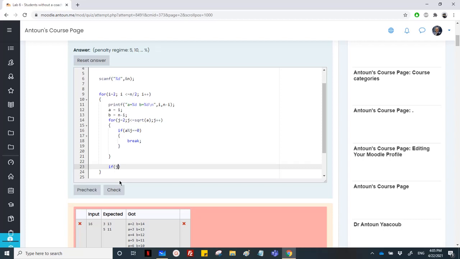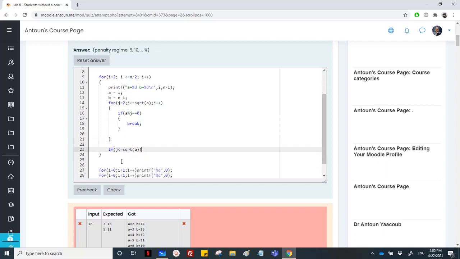So if j is less or equal to square root of A, it means that I have executed the break and the number A is not a prime, so there is no need to continue and do the second operation. So what I will do is the difference. If j is strictly greater than square root of A, it means that I have finished the first loop and everything was okay. Now I can check whether B is a prime number.